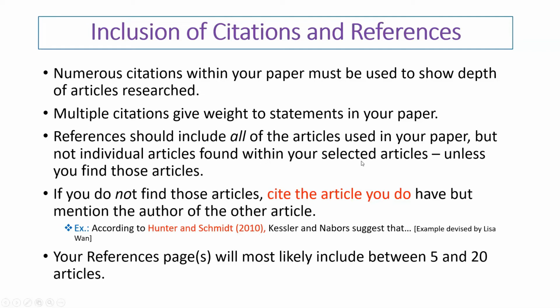But if you find that when you're reading an article, they've cited somebody within their paper, then you need to go and find that paper if possible. So go to their references, do research, find their paper. But if you can't find their paper for some reason, then you're going to cite the article that you do have. So the Hunter and Smith article is the one that I had. So, and I made up this sentence, but you can understand what it means. According to Hunter and Smith 2010, so I had in hand Hunter and Smith, Kessler and Neighbors suggest that.